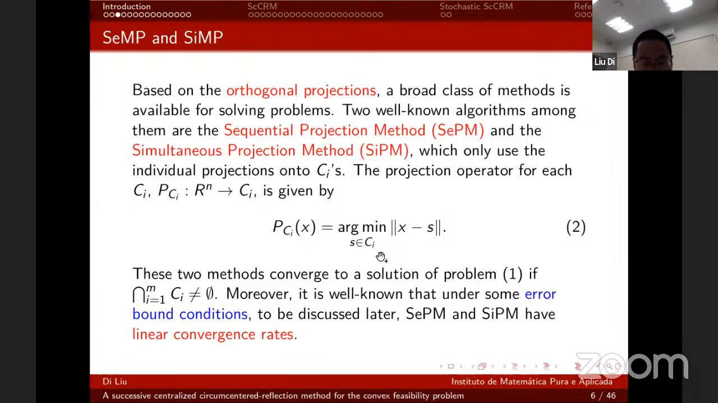Why do we use projections? Because as long as we use projections, we can get closer and closer, or at least not further from the intersection. This comes from the firm non-expansiveness of the projections, and the convergence proof also comes from this property. Also, if we assume some standard error bound, we can get a linear convergence rate for both the sequential and simultaneous projection methods.